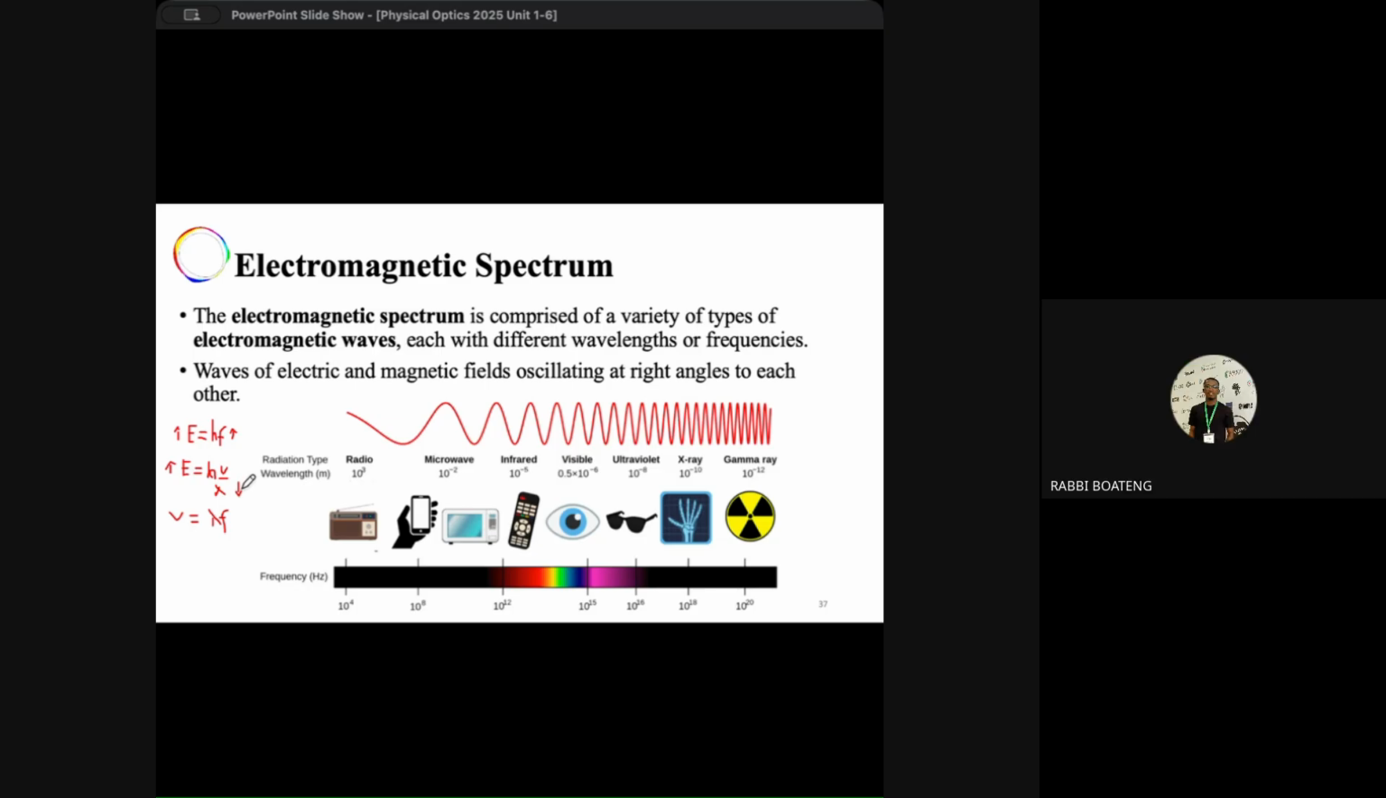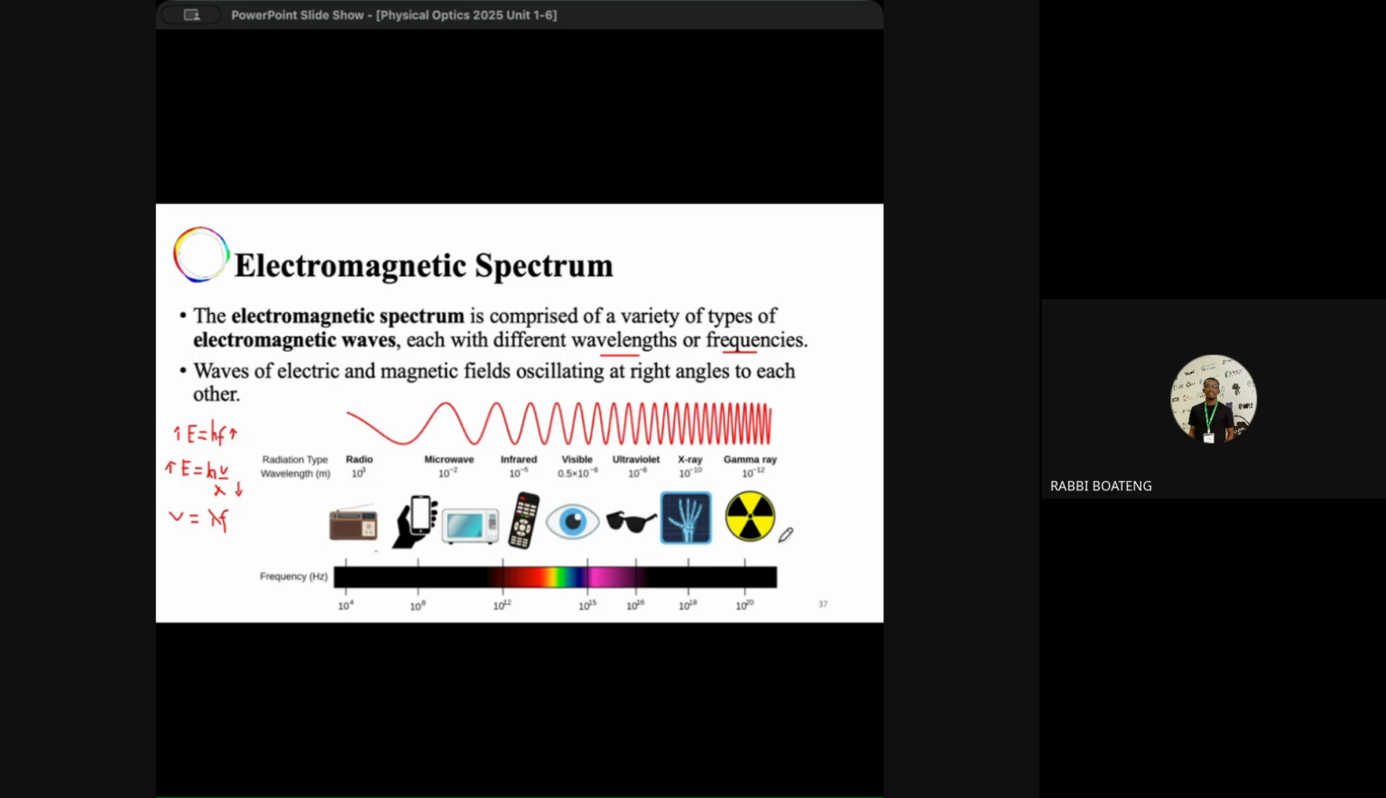Now, let's shift the conversation to the electromagnetic spectrum. Is that okay? So the electromagnetic spectrum is comprised of a variety of electromagnetic waves with different wavelengths and frequencies. These 2 parameters are very important here. If we are talking about frequencies, we can also bring energy in because they are related. But here I'm going to relate wavelength and energy particularly.